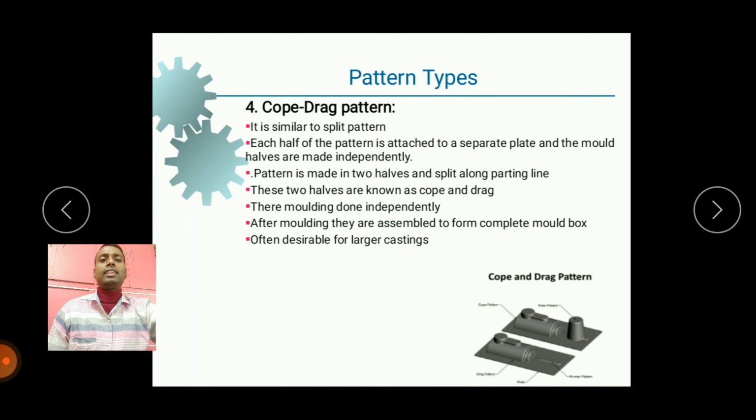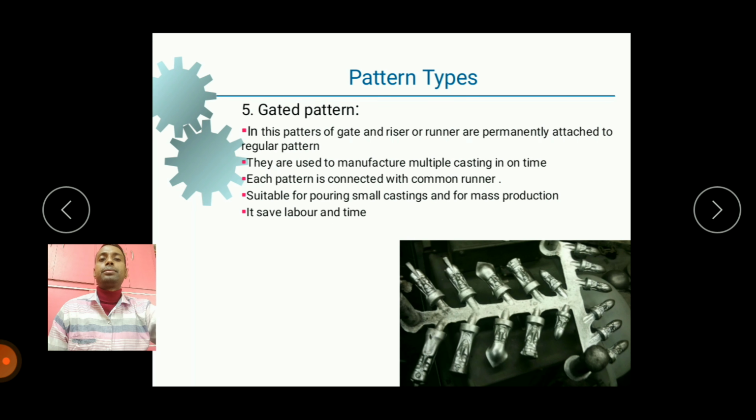Cope and drag pattern. It is similar to a split pattern. Each half of the pattern is attached to a separate plate and the mold halves are made independently. The pattern is made in two halves and split along the parting line. These two halves are known as cope and drag. Their molding is done independently. After molding, they are assembled to form the complete mold box, often desirable for large castings.